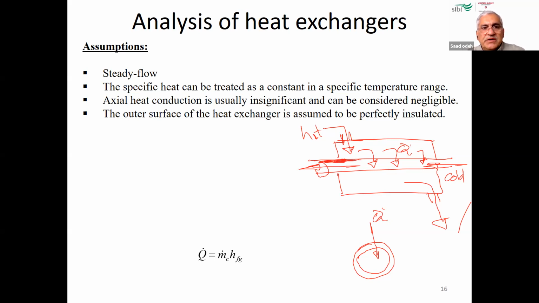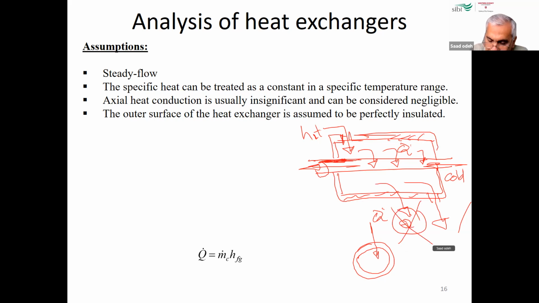And the fourth assumption, the outer surface of the heat exchanger is assumed to be perfectly insulated. So here outside the heat exchanger is insulated. So it means that there is no heat transfer to the ambient from this side. This heat is negligible. So all the heat transferred is to the cold fluid. Okay, so these are the four assumptions that we start our analysis in heat exchangers.